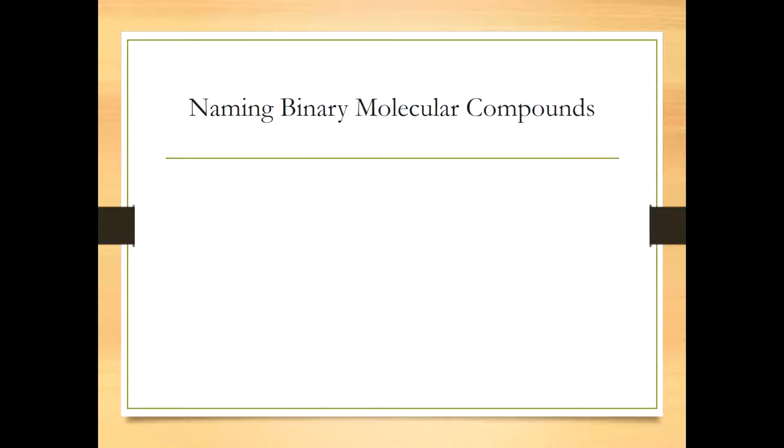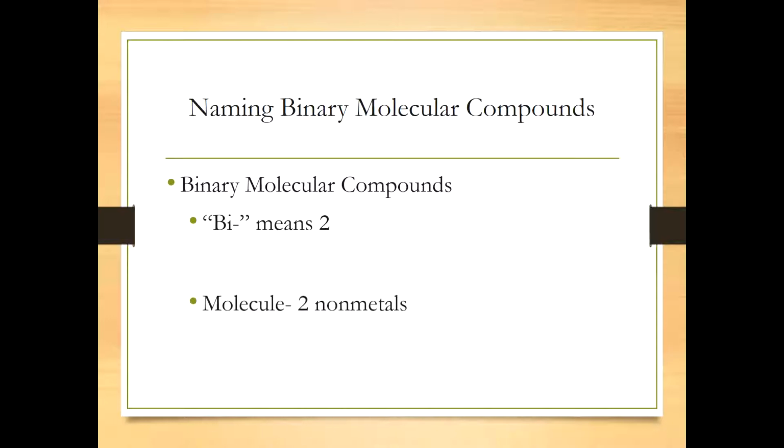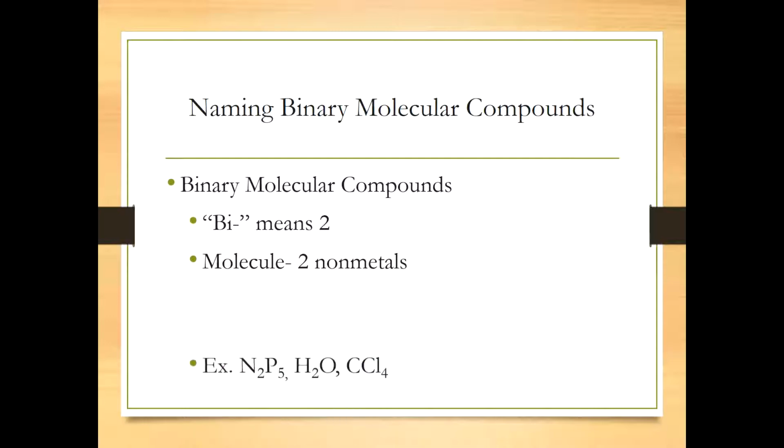All right, today we're going to learn how to name binary molecular compounds. So this is going to be a little bit different from ionic compounds. Binary molecular compounds, the word bi means two, molecule means two nonmetals. So that's going to be really crucial in recognizing when you need to use this type of nomenclature. It's only when you see two different nonmetals bonded together.